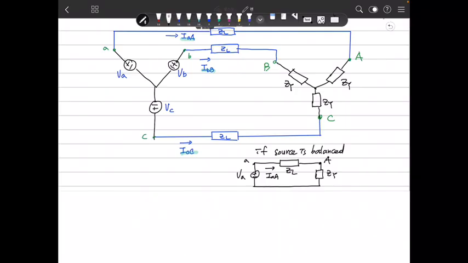So when you have some problem to analyze in Y and delta, delta Y, or whatever it is, then you can transfer the circuit with the transformation. So you need to make a circuit where the source is Y and the load is Y. Then you can solve the problems very simply.